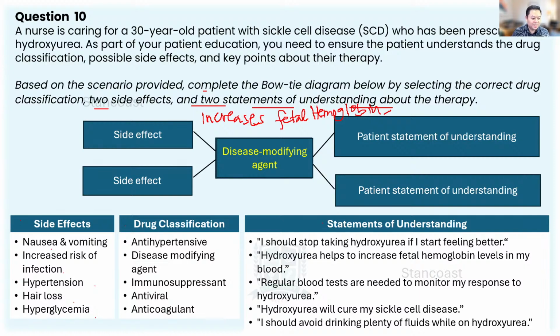Okay. Well, the correct side effects for the hydroxyurea will be, one is the nausea and vomiting, and the other one is increased risk of infection. Okay, why nausea and vomiting? This is identified as the most common side effect. Top in the list, most common. And the increased risk of infection, the reason why it can do that, it's because of the bone marrow suppression.